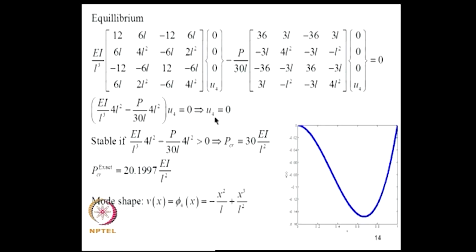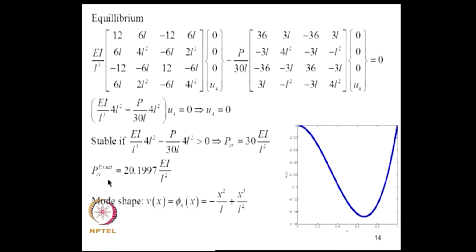Is this stable? Now you differentiate this with respect to U4 and demand that the derivative is greater than 0. So for that to happen, P should be less than some number, and the critical value is P critical equal to 30 EI by L square.